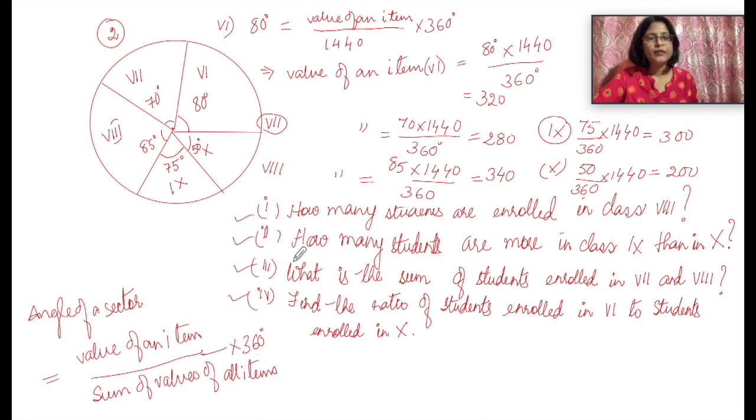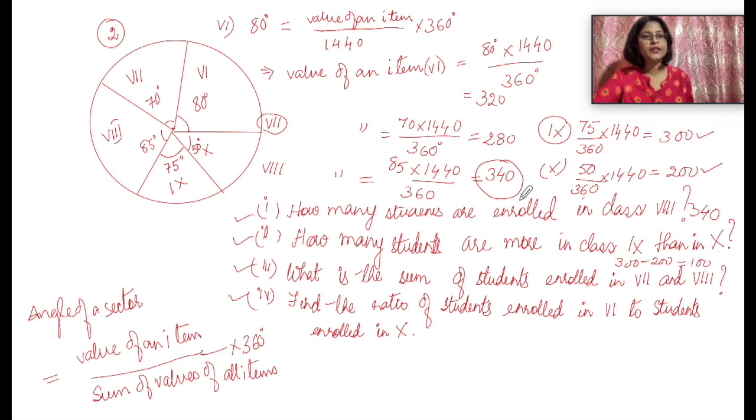Please see. Part 1. How many students are enrolled in class 8? So in class 8 we have calculated, answer is 340 students. Okay. So 340. How many students are more in class 9 than in 10? So in class 9 we calculated 300 students, class 10 we have calculated 200 students. So how many more in class 9? It will be 300 minus 200, giving us 100 students more in class 9.